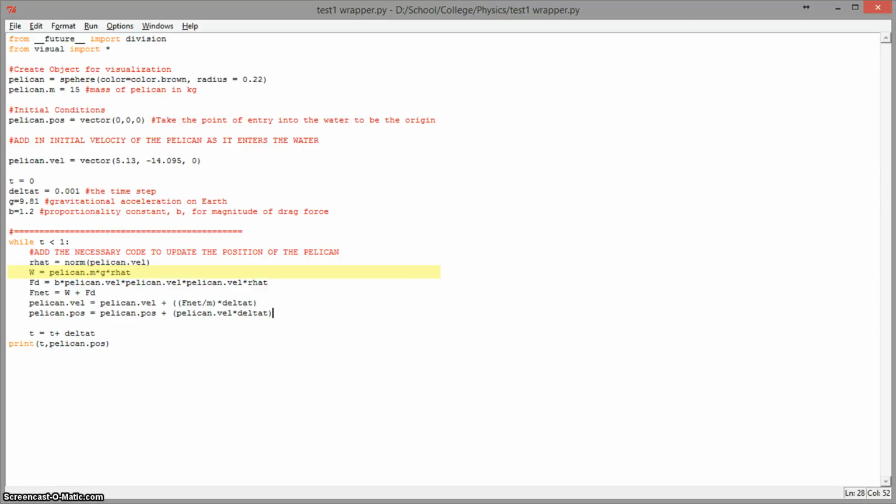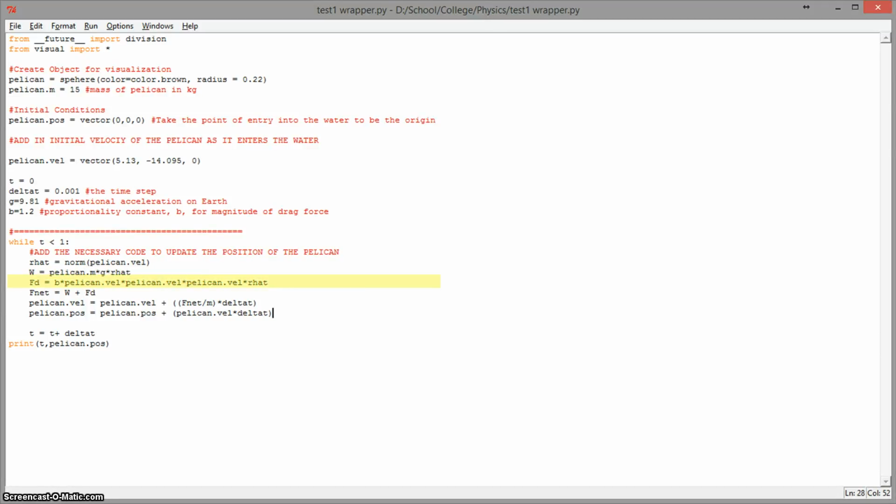W is going to be the force of gravity. In all cases, it's the pelican's mass times the gravitational constant, acceleration of gravity, rather, multiplied by r hat. R hat is really important here because that gives you the direction of the force at that time, where the direction of certain forces may change throughout the loop.